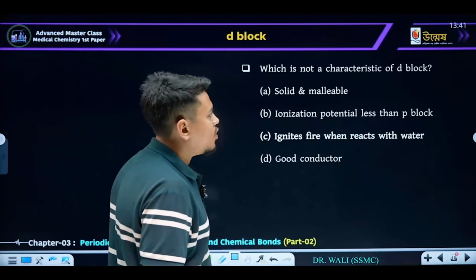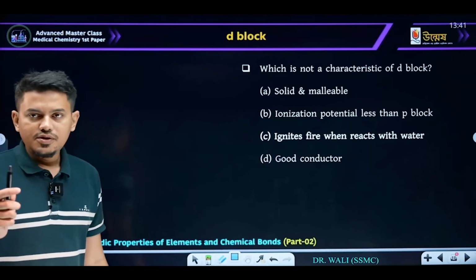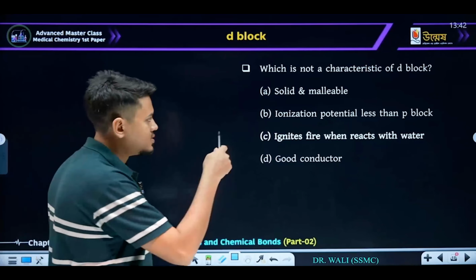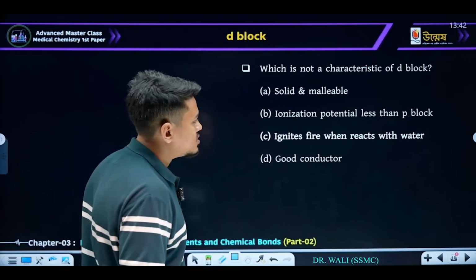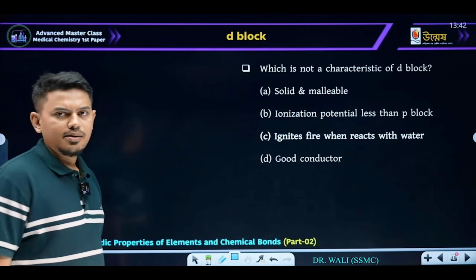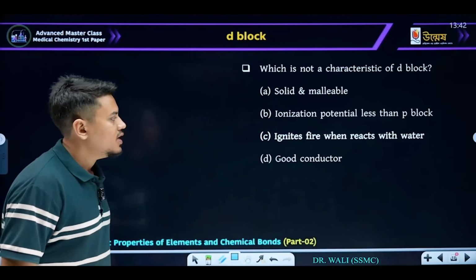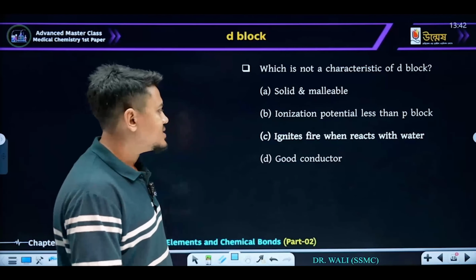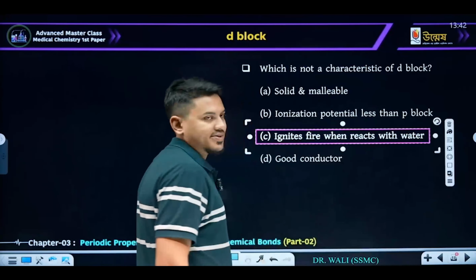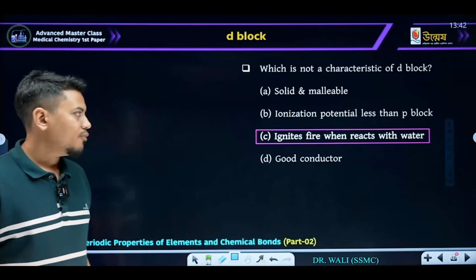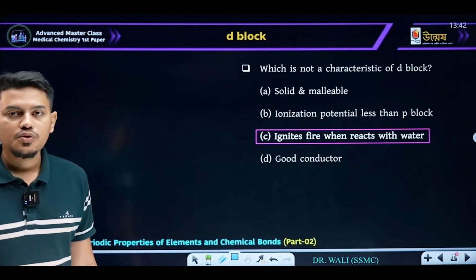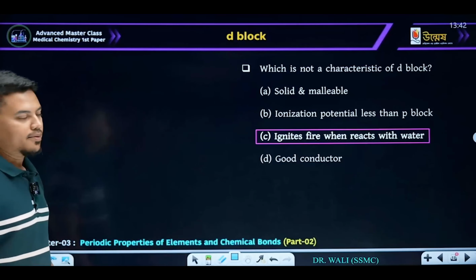Which one is not a characteristic of d block? Characteristics of d block should be related to the metals. Metals are solid and malleable, so that is a characteristic. Ionization potential less than p block, certainly, because the p block stays on the right side of the periodic table, so it would show a higher ionization energy. Ignites fire when it reacts with water? Basically, d block elements are not so reactive that they react with water to form fire. That happens for sodium, which is a group 1 or s block element.